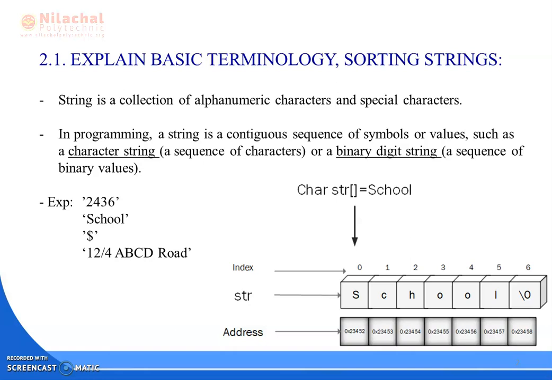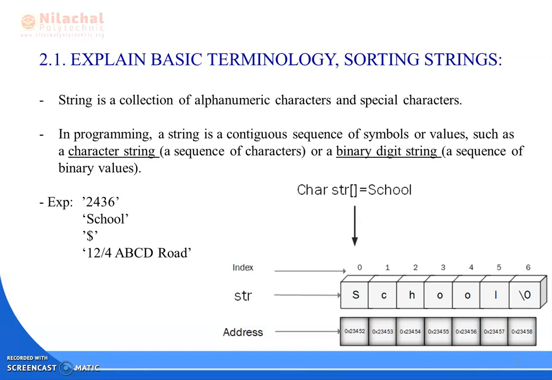So string is a collection of alphanumeric characters and special characters. We already know alphanumeric characters means alphabetic characters, that is from A to Z, either capital or small. Numeric characters include 0 to 9. We should first note that it is a collection of alphanumeric characters and special characters. What are those special characters? The special characters can be the ampersand sign, the hashtag sign, the star, and space is also a special character. So these can also be included in a string.